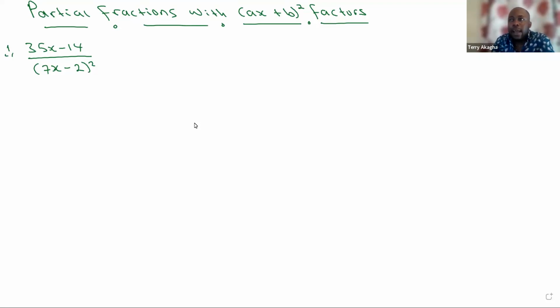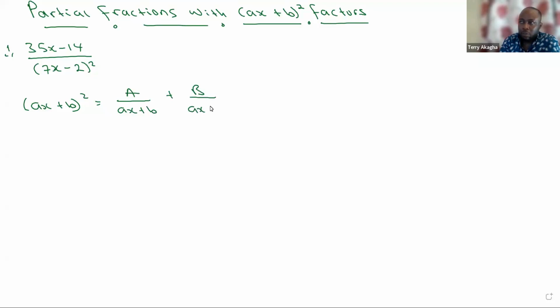So now we have a partial fraction with ax plus b raised to power 2 factors. So you can see that the denominator here is raised to power of 2. And this is similar to the one I talked about in the video, where I say ax plus b raised to power 2, where it has to be a over ax plus b, plus b over ax plus b raised to power 2, right? So similarly, with this question as well, we have to do the same thing.